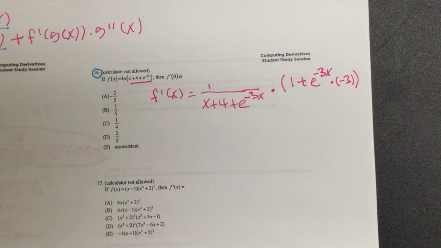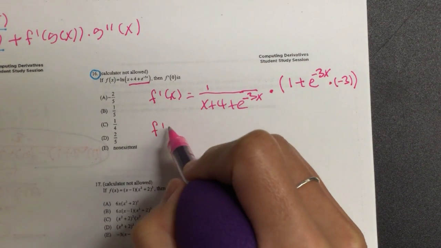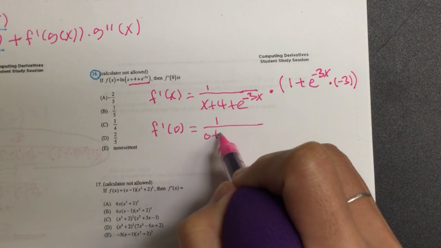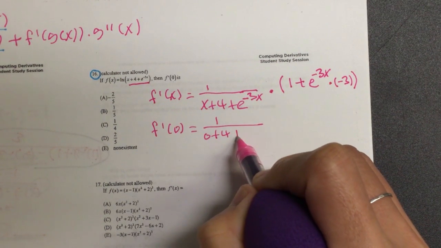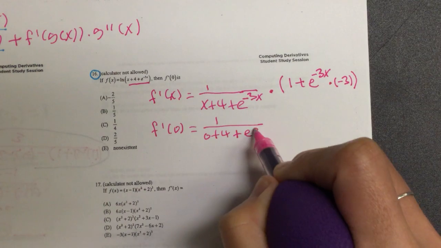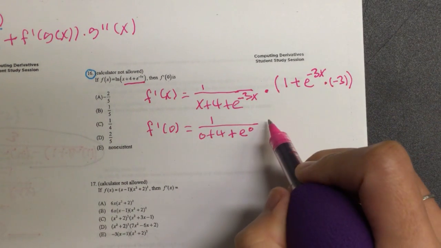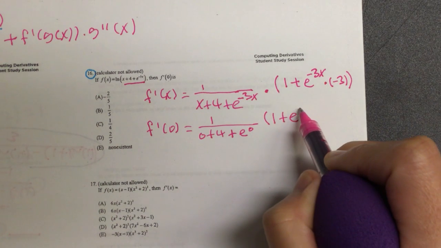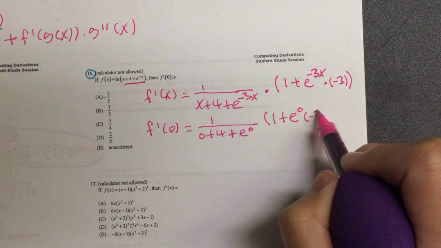So now I can go ahead and plug in the 0. So we have f prime of 0. So I get 1 all over 0 plus 4 plus e to the power of 0. What do I know about e to the power of 0? Okay, it's 1. Very good. So 1 plus e to the power of 0 times that negative 3.